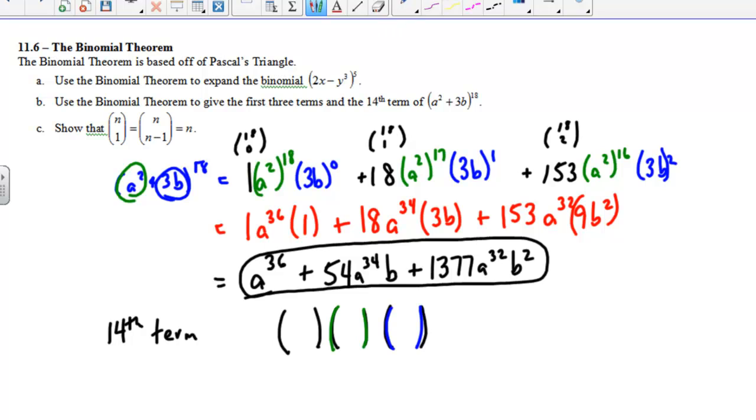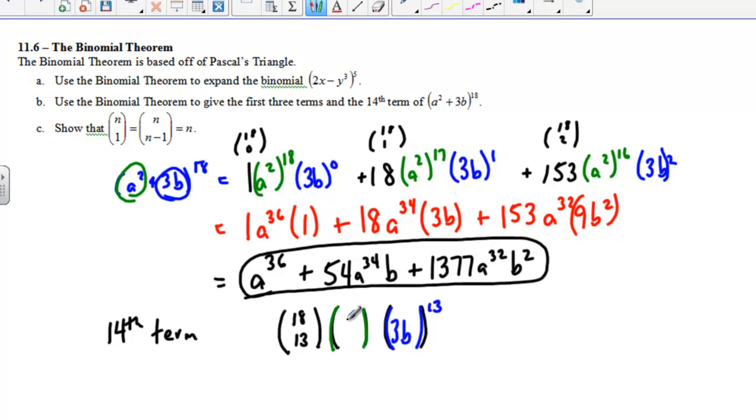Now, if you notice, right here we have 18 over 0 for the first coefficient, 18 over 1 for the second, 18 over 2 for the third. So if the third is 18 over 2 and the second is 18 over 1, the 14th is actually going to be 18 over 13, and that's because we start with 0. Then I'm actually going to go to the second thing and say 3b. Now if you notice, 0 here, 0 here, 1 here, 1 here, 2 here, 2 here. So if it's 13 here, it should also be 13 there.